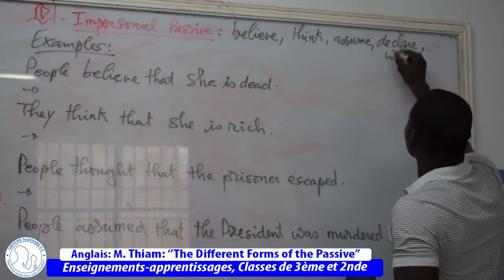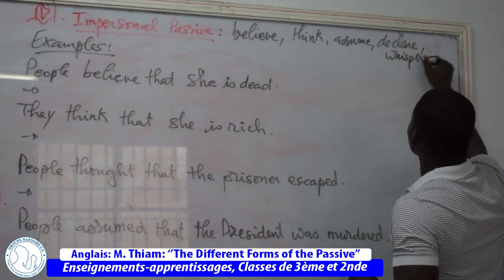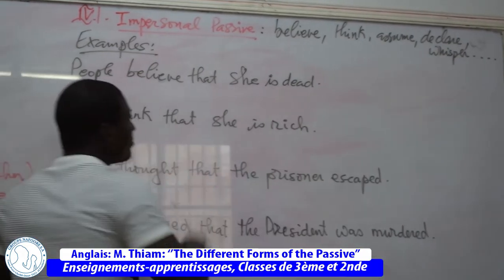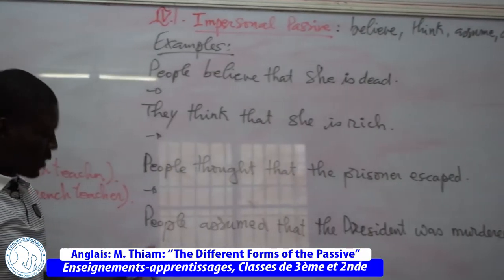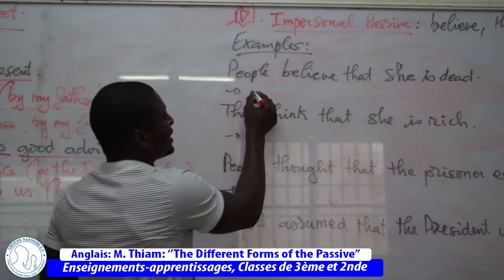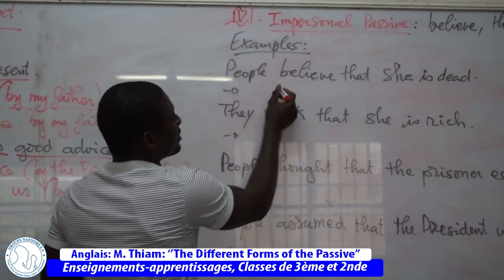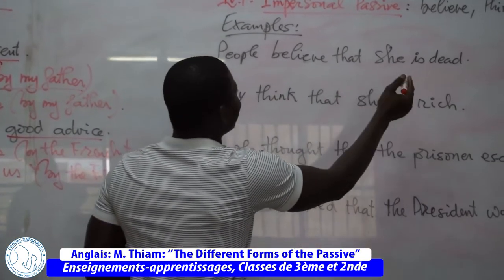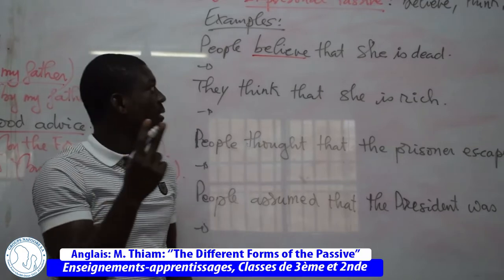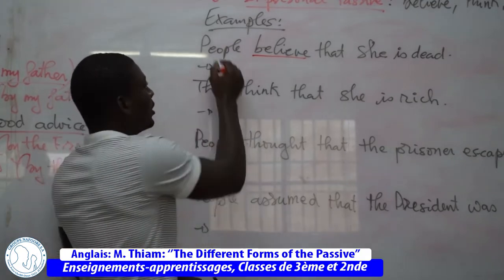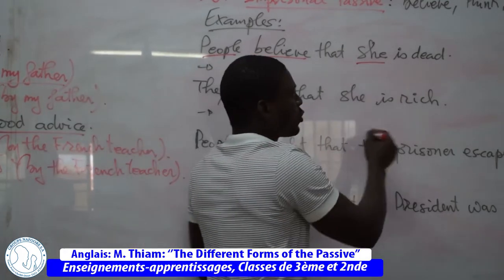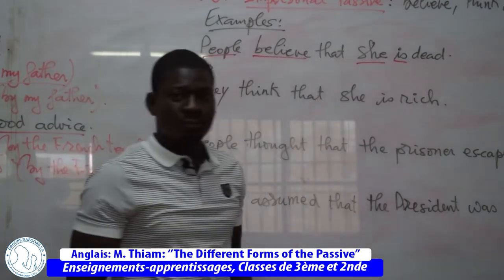Let's say whisper, etc., and so on and so forth, okay? So these are the mostly used sentences. Now, to turn this sentence into the passive form, this is the way we proceed. People (subject) believe (verb) that she is dead. What we notice here is we have two verbs and two subjects: subject number one, verb number one, subject number two, and verb number two.